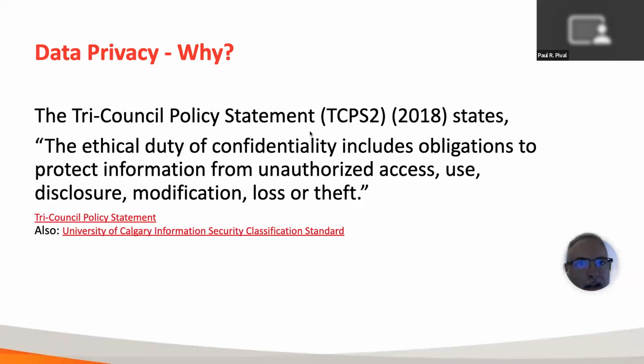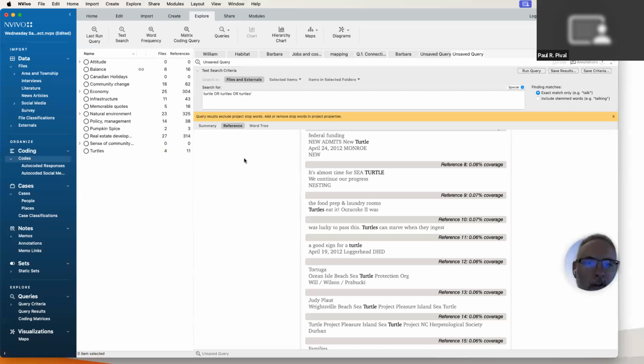So again, you've got to do whatever you can to secure the data. And NVivo allows you to password protect a project. So that's what we're going to take a look at here. I've got the same sample project that we left at the end of this morning's session, even with my turtle example there. I'm going to show you where to find the spot where you can, and possibly should, password protect your project.